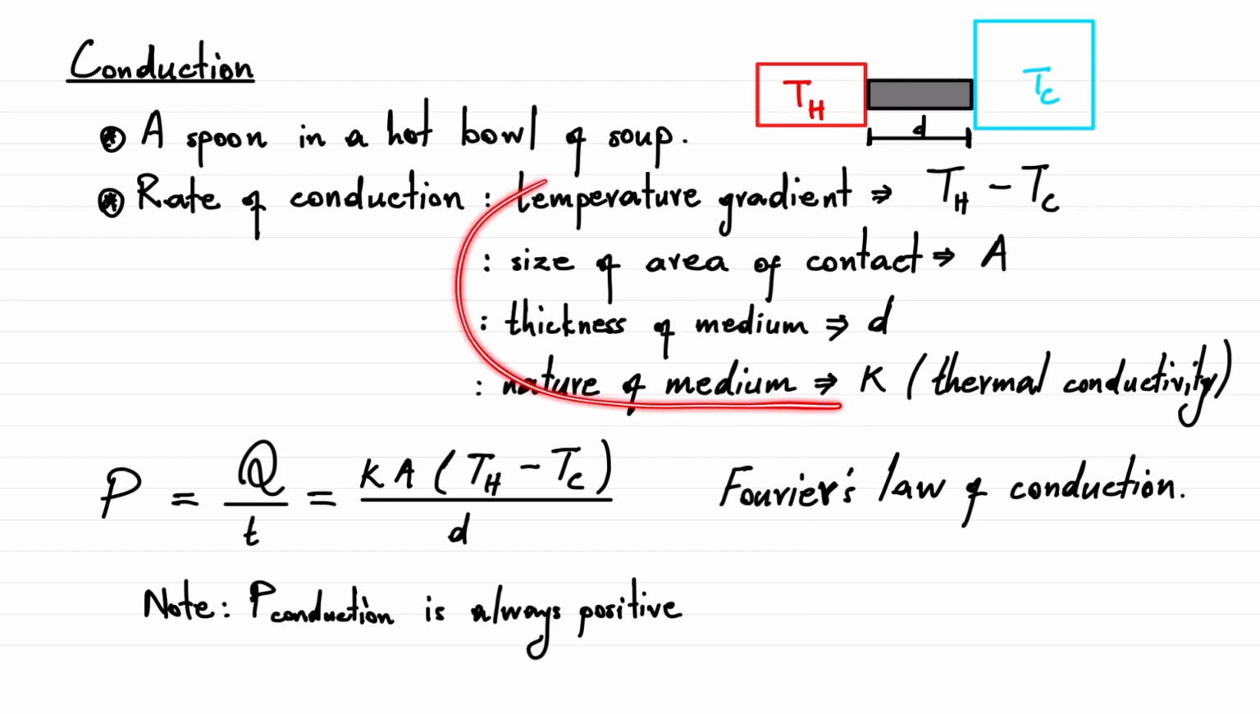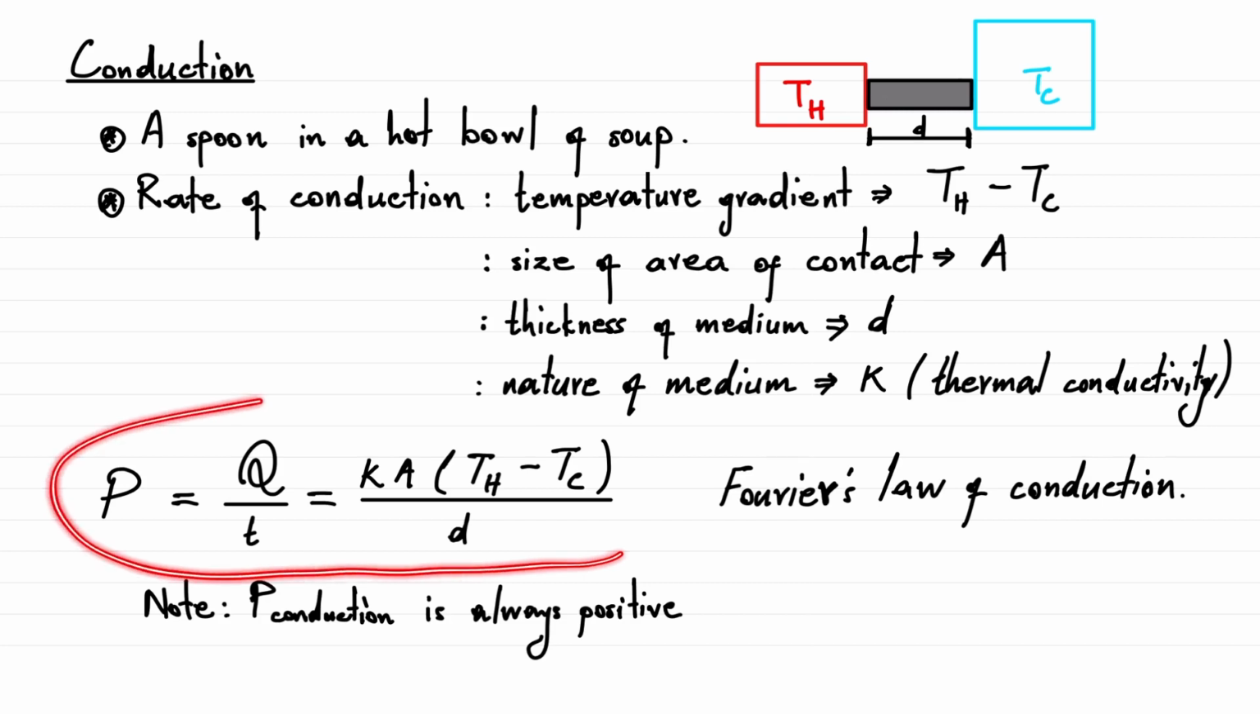Now, when we put all these dependencies together on the rate of heat transfer via conduction, we obtain what is known as Fourier's law of conduction. And the law mathematically looks like this. As you can see, the rate of heat transfer is proportional to the surface area. In other words, the larger this patch, the more heat we can transfer. And the larger the temperature gradient, the more heat we can transfer. These are proportional. The thicker the object, the less heat we can transfer per second. And if the object to which we're transferring heat is a good conductor, then that will affect the heat transfer positively.